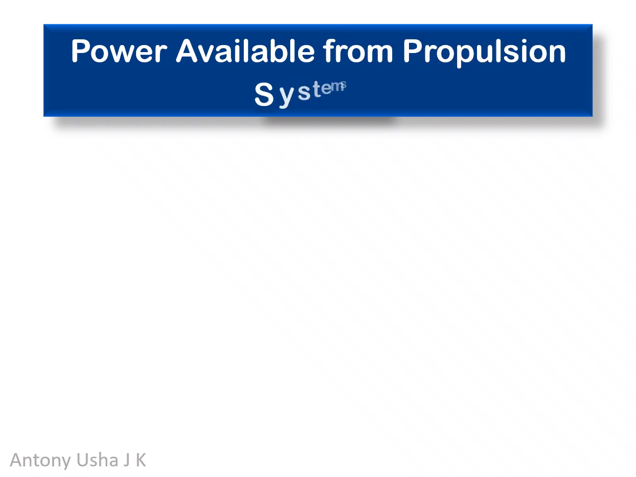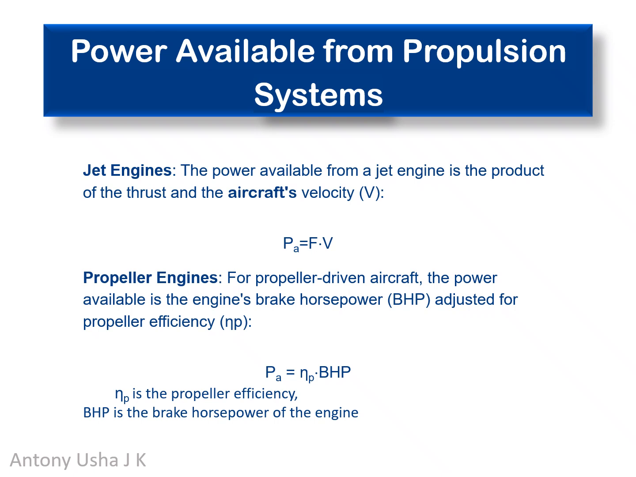Power available from propulsion systems. When analyzing aircraft performance, it's important to understand power available, or P_A, which represents how much useful power the engine delivers for forward motion. For a jet engine, the power available is directly related to thrust and aircraft velocity. It is calculated using the formula power available equals F times V, the product of force and velocity, where F is the thrust produced by the engine and V is the velocity of the aircraft. So as the aircraft goes faster, the power available also increases.